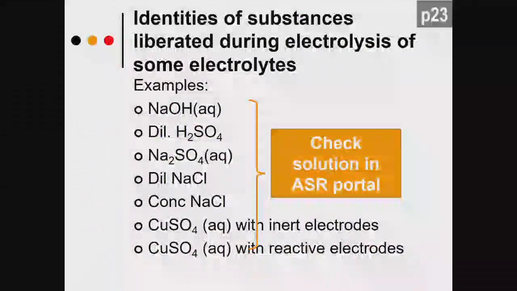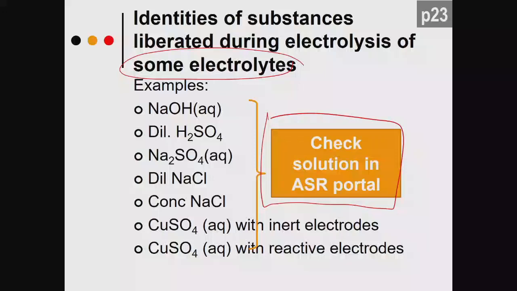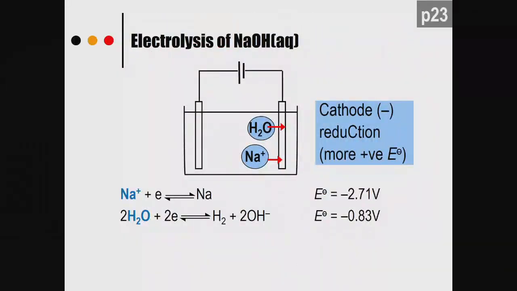Can? Now, on the same page, you have the checkpoint where you are supposed to identify the species that is discharged at each electrode for the different electrolytes here. Do this on your own before you start working on your tutorial, and you can check your answer in the ASR portal. Now, let me start you with one example.